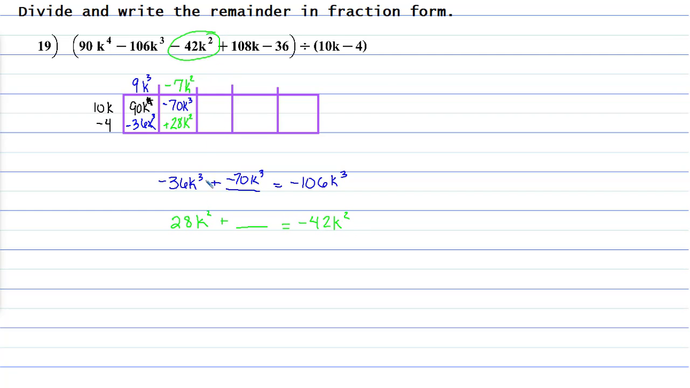Again, I'm matching these up from the top. And so what I need to take away from there is a negative 70k squared. So I divide to go up, and I get negative 7k. Multiply to come down, get a positive 28k. So 28k plus something is equal to 108k. Well, that something is 80k.